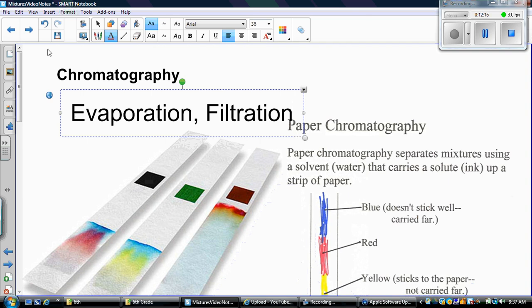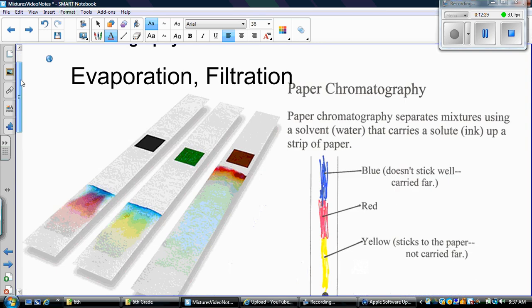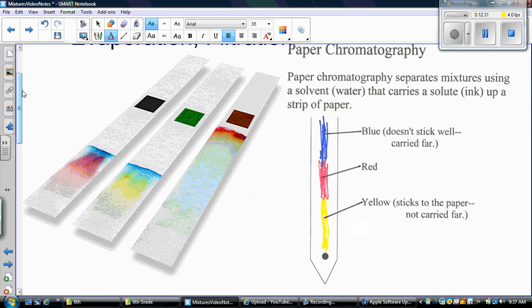One of the big ways that we separate mixtures is through chromatography, specifically ink. We talked about this a little bit in Target 14. Ink is a mixture of different colors. Chromatography is one of the ways that you can separate out ink. Basically, you have a piece of paper that has an ink color on it. You can do that with a pen, okay?